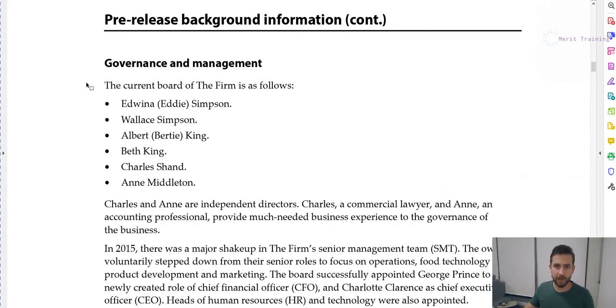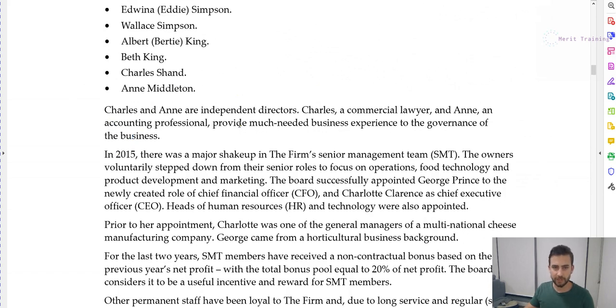So the governance and management. The current board of the firm is as follows: Edwina Simpson, Wallace Simpson, Albert King, Beth King, Charles Shan, and Anne Middleton. So Charles and Anne are independent directors. Charles, I'm going to just copy that. Charles is a commercial lawyer, and Anne an accounting professional, provide much needed business experience. Just copy these down in.